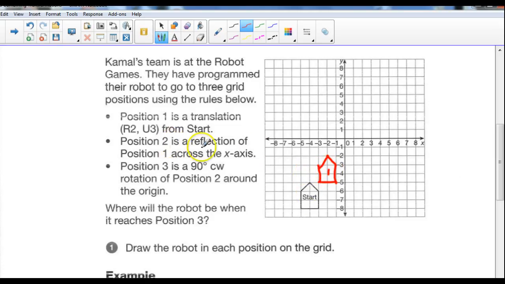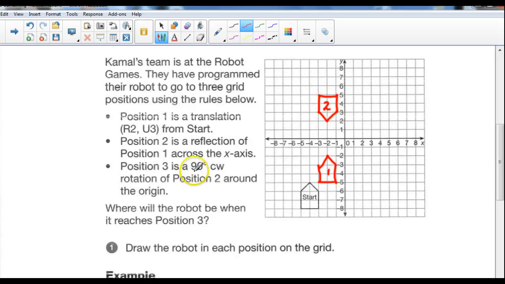Next, position 2 is a reflection of position 1 across the x-axis. There's the x-axis, so we're going to reflect it over here, a mirror image. You can see that it's 2 away from the axis here. That means we've got to go 2 points away from the axis here. So this point here is going to be here. And then we can make our points. And you can see that we can reflect it across the axis like that. It's going to be a mirror image. And we can call that position 2.